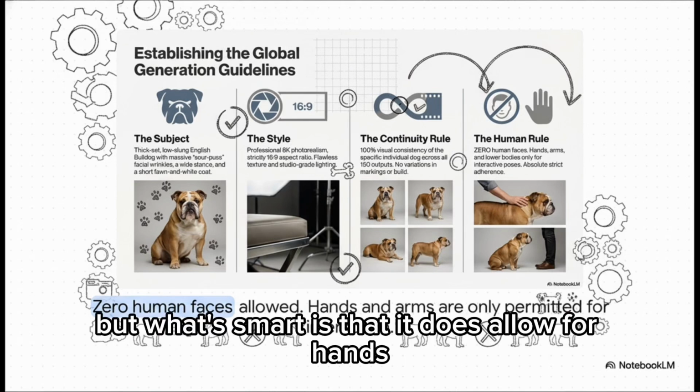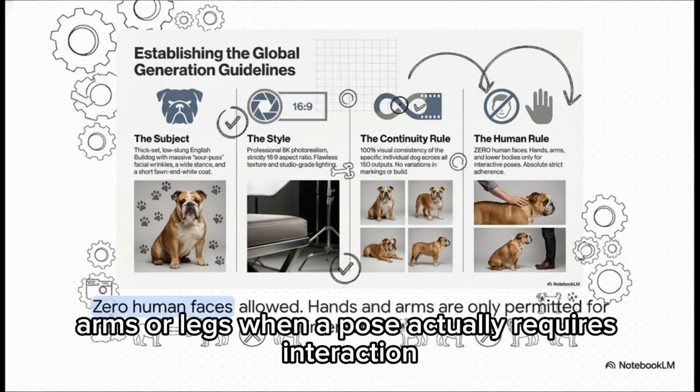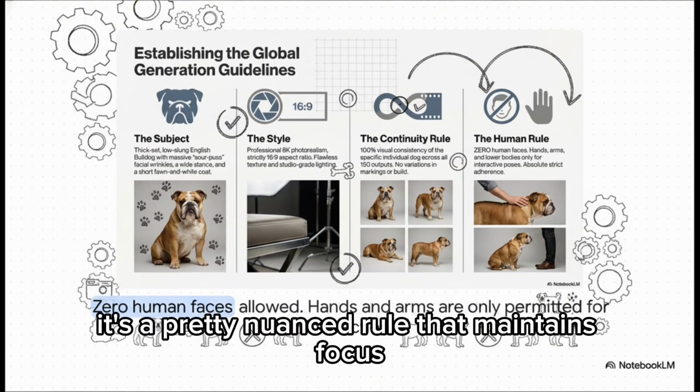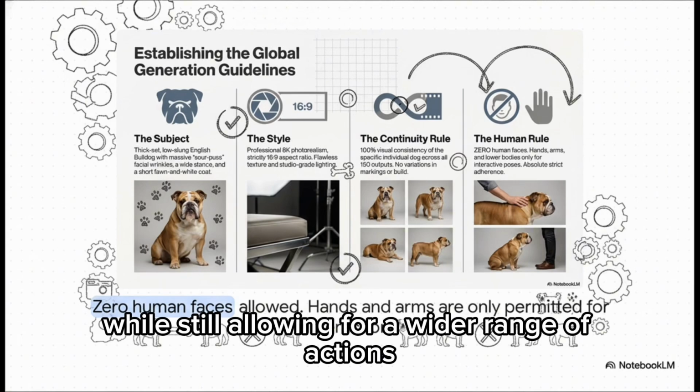But what's smart is that it does allow for hands, arms, or legs when a pose actually requires interaction, like petting the dog. It's a pretty nuanced rule that maintains focus while still allowing for a wider range of actions.